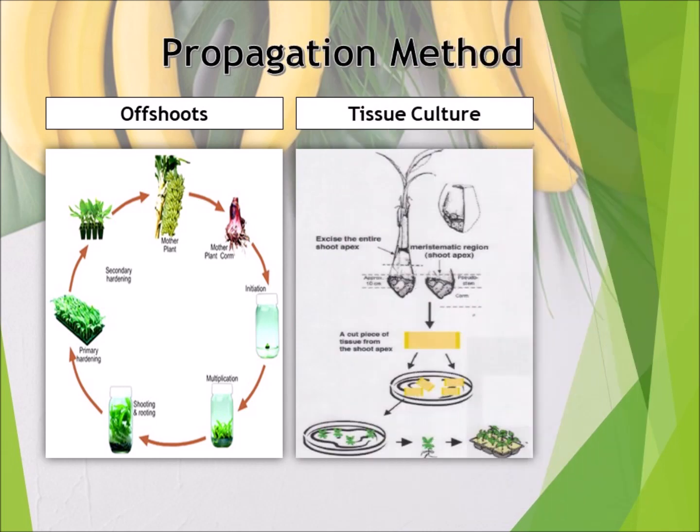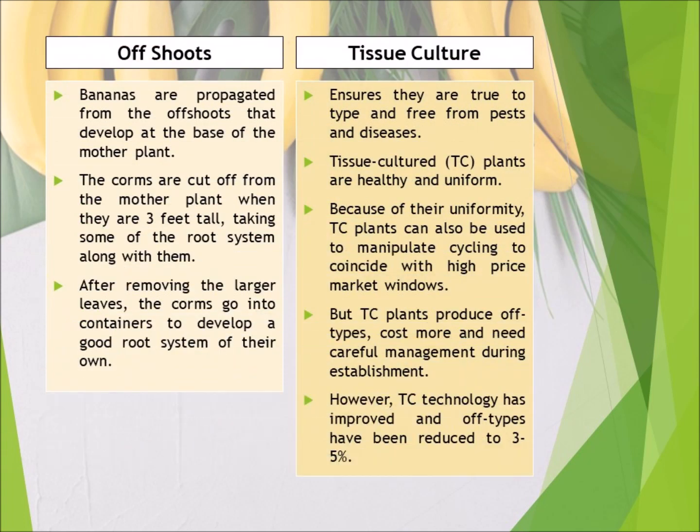This slide is about propagation method. There are 2 ways to propagate bananas, which are by offshoots or tissue culture. This is a diagram of how the propagation works, which I will explain in the next slide. Offshoots method. Bananas are propagated from the offshoots that develop at the base of the mother plant.